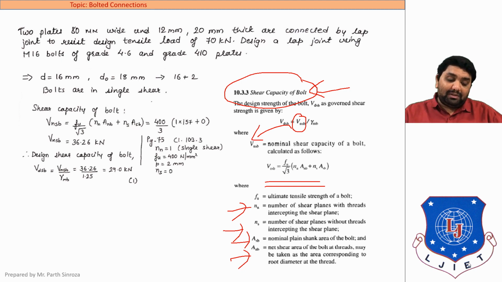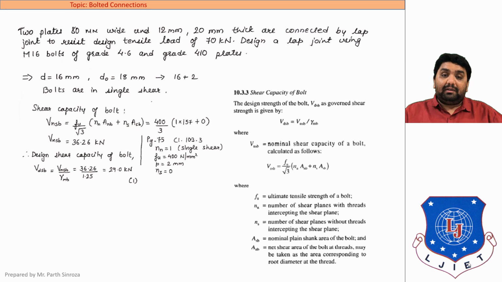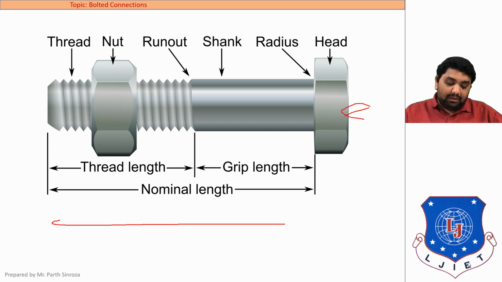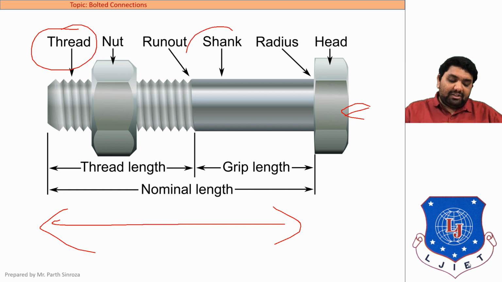So how to calculate these cases? For that we'll be referring to a diagram. Take a look at this figure. This figure shows the projection of a bolt. Here the technical terms have been mentioned. This portion we will be calling the head of the bolt, and this will be our nominal length of bolt. We will not be seeing nominal length in this semester, but the main things we will be referring to are thread and shank. These two cases we will be referring to in all the sums that we will be dealing with.